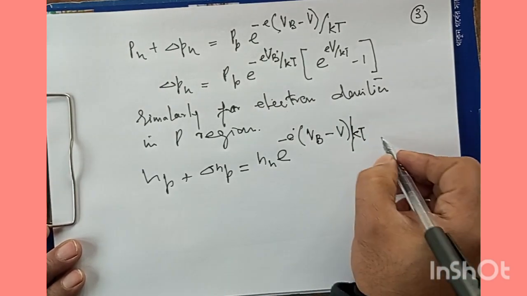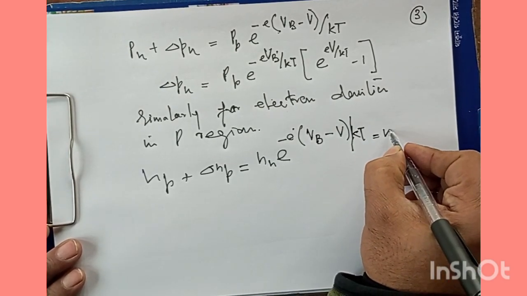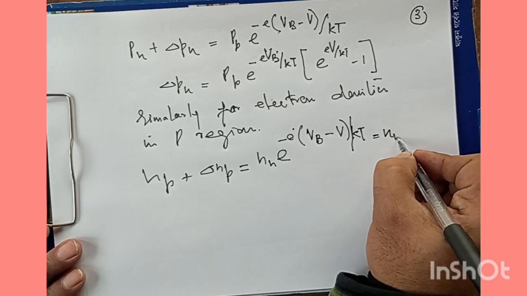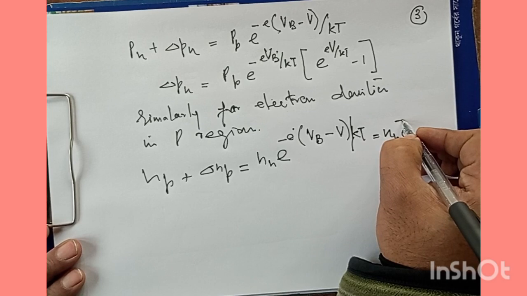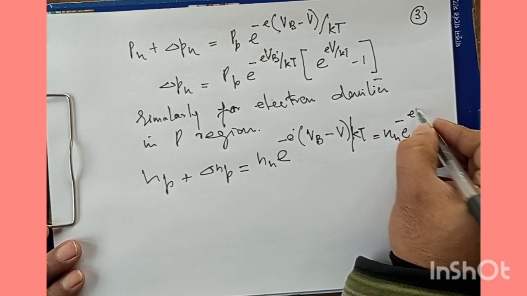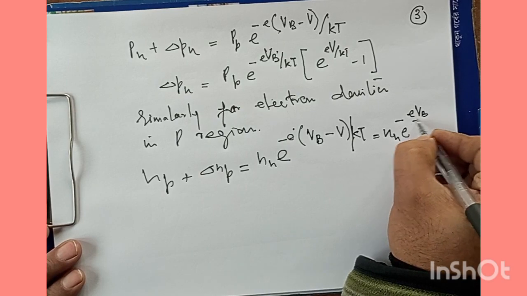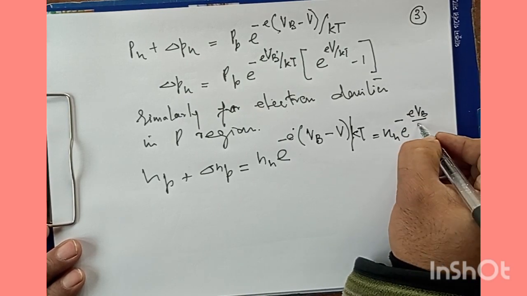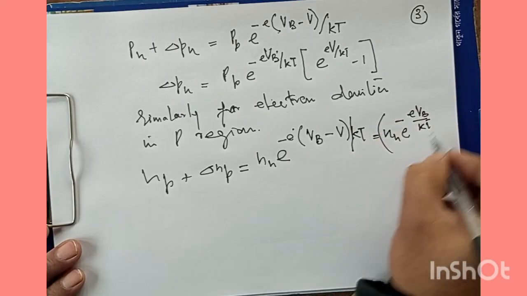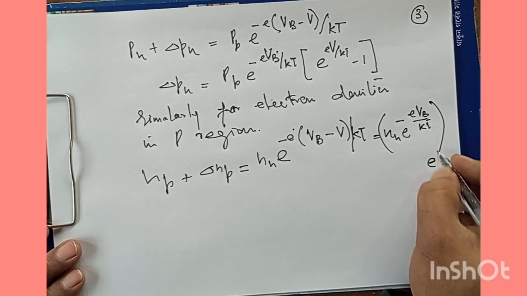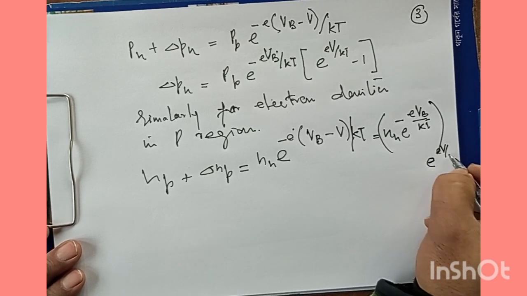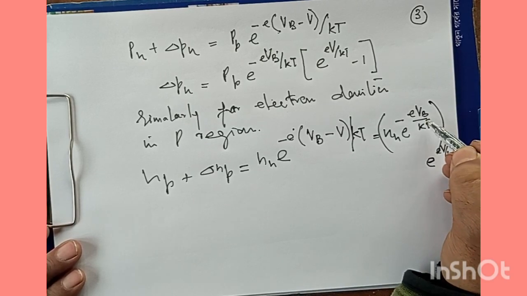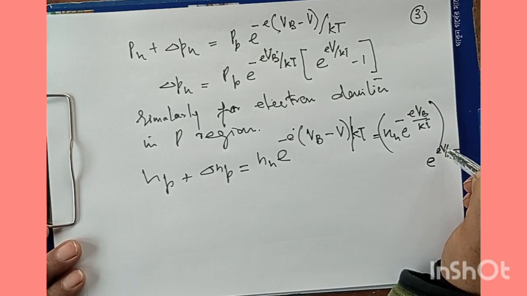All right, and this can be changed to n of n e to the power of minus EVB by KT times e to the power of EV by KT. Now this VB is the barrier potential in the absence of forward biasing, and V is the amount of potential that is added to the system.